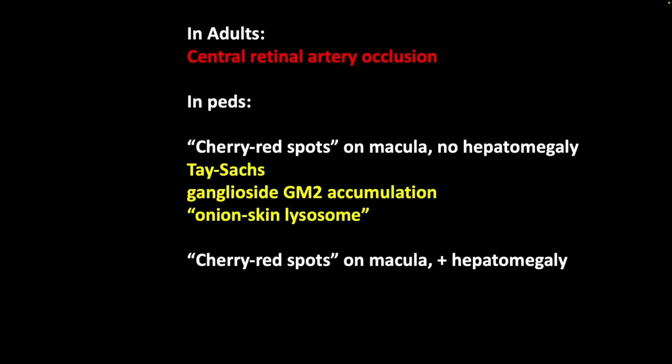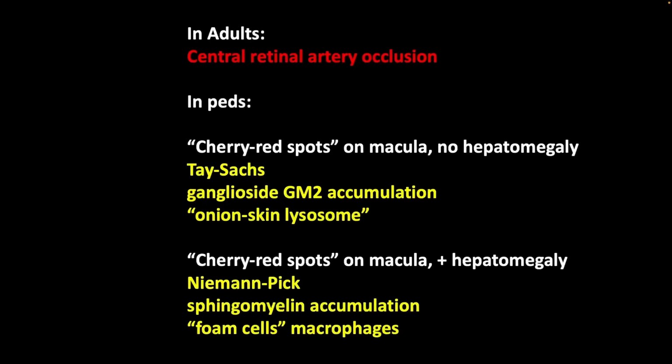Now let's say you have a cherry red spot on macula plus hepatomegaly. This would be Niemann-Pick disease, and that's due to sphingomyelin accumulation, and on histology you'd see foam cells, macrophages.